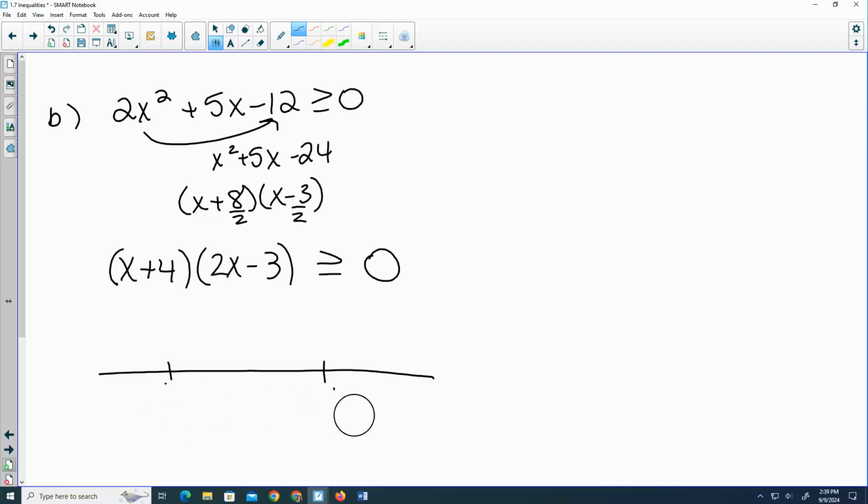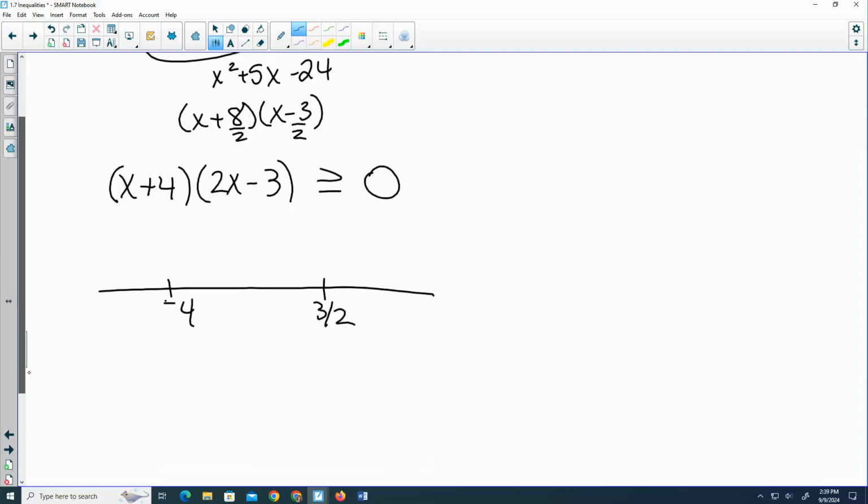So I need to put my smaller one on the left. So my negative 4 has to go here. My 3 halves has to go there. You notice when I do this, I always put those on my number line. My test points I just write above because I don't want to accidentally use my test point when I'm writing my final answer.